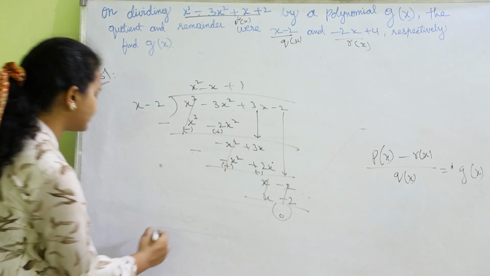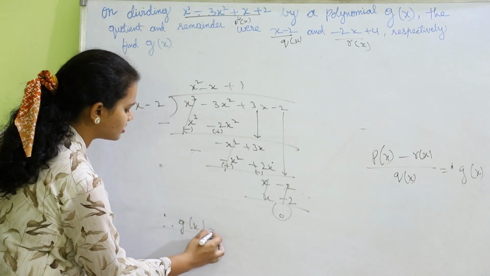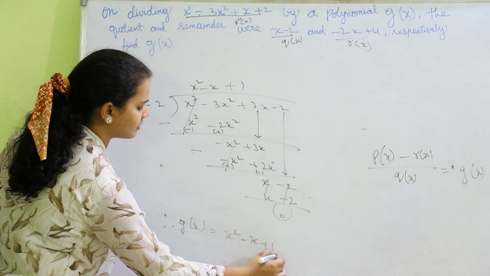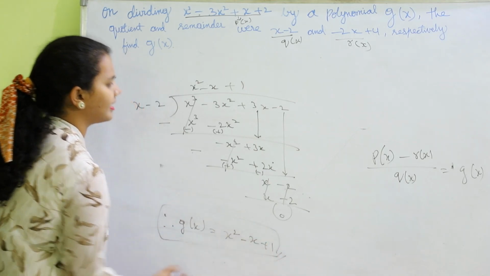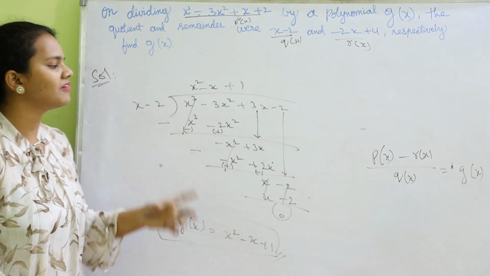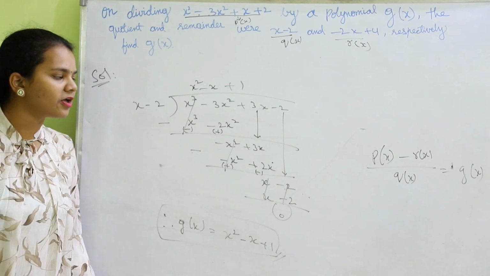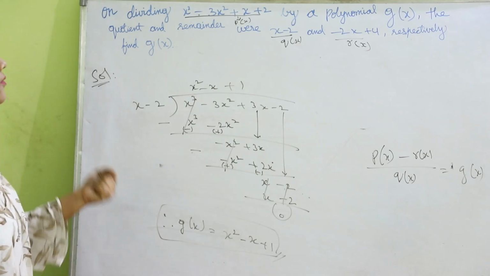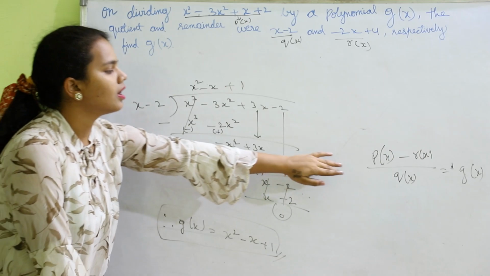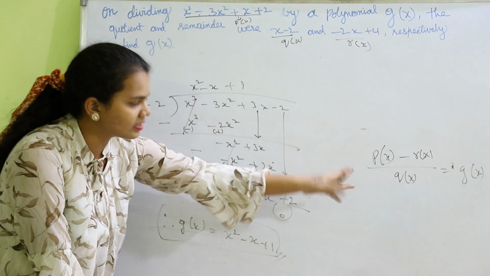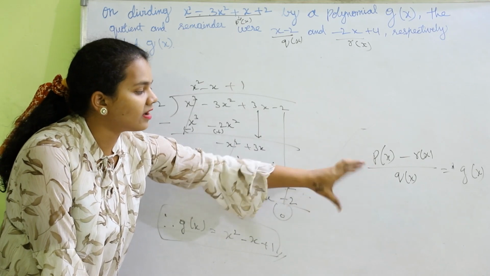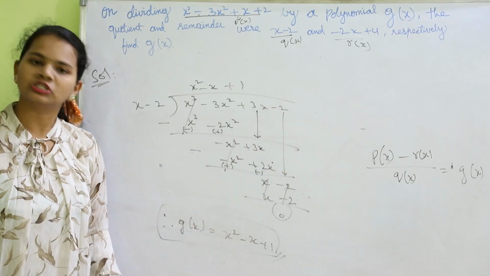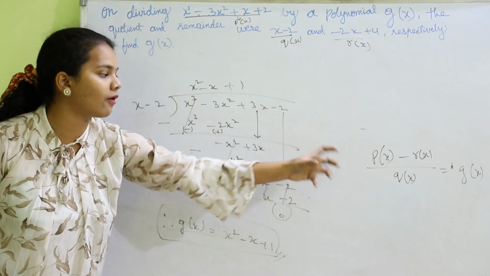Clear? So therefore g of x I got is x square minus x plus 1 for this given question. Clear guys? Firstly we know the formula: p of x equals g of x into q of x plus r of x. We need to find g of x. So here we have taken r of x to the other side, this becomes minus. We have just taken all the values to the other side to equate g of x. So this is the formula. Now they have already given these three values.